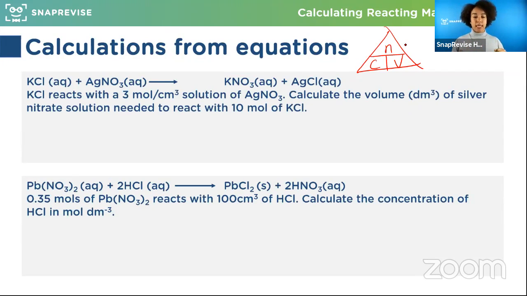Cool. So what do we need if we're trying to work out the volume of silver nitrate? What do we need to surmise first? Does someone help me out? What's our first step? Yeah, we do have to use dm cubed.